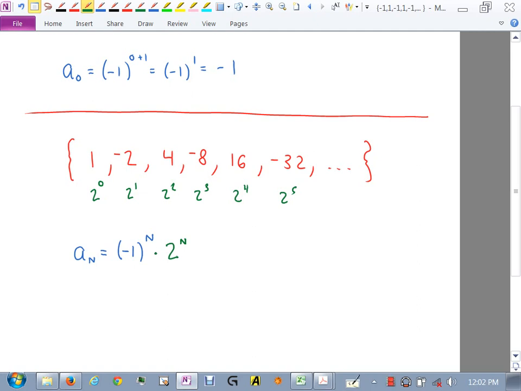So let's just check it. I mean, does this look like it's going to work? Right? What would a sub 0 be? Negative 1 to the 0 times 2 to the 0, which is going to be 1 times 1, which is 1. So that first number works. Let's check 1. A sub 1. Negative 1 to the 1, 2 to the 1. What's negative 1 to the 1? Negative 1 times 2? Negative 2. So that one works. The next one better be a 4. It will be, right? Do I need to check it? It's okay?